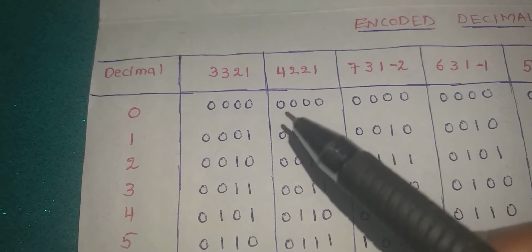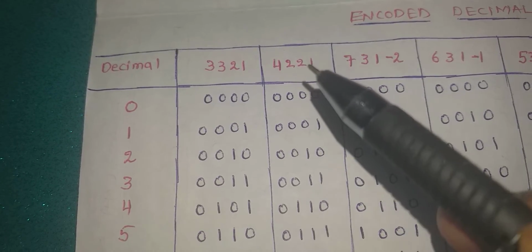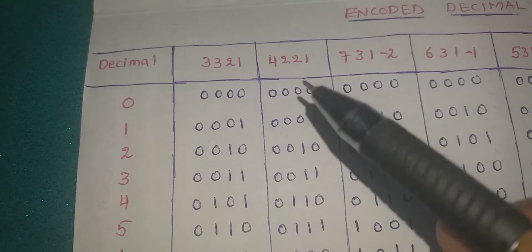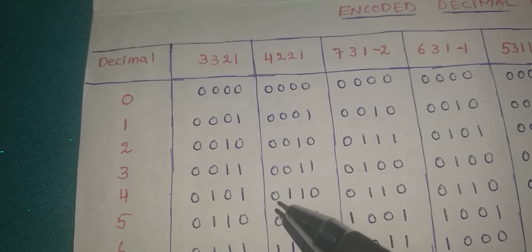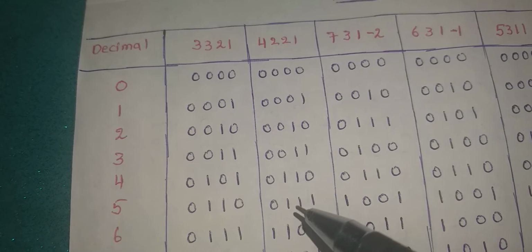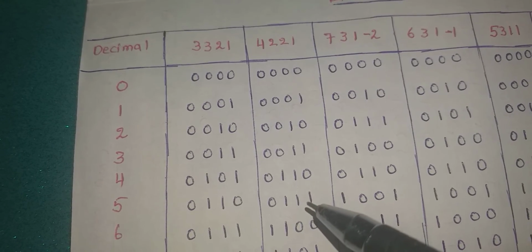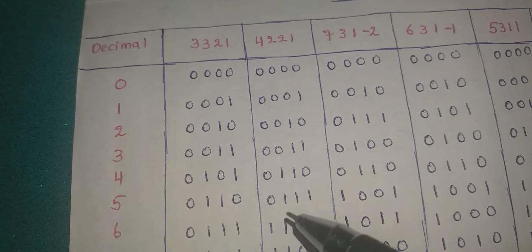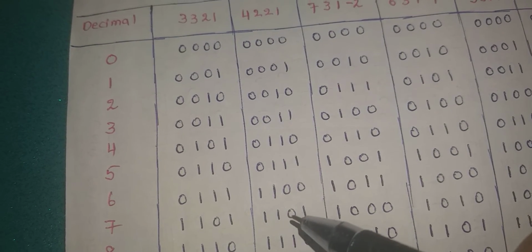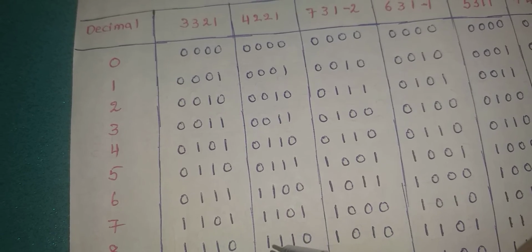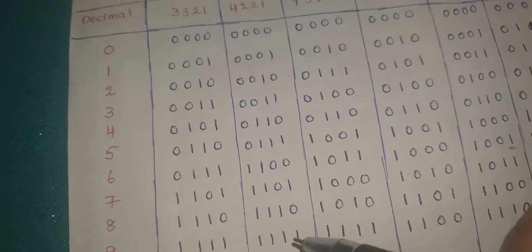4221. 0, then it is 1, then it is 2, 3 means 2 plus 1, 4 means 2 plus 2, if you want you can write, otherwise 1, all zeros you can write. 5 means 2 plus 2 plus 1 I have taken. 6 means 4 plus 2, if you want you can take this 2 or this 2, it's your wish. 7 means 4 plus 2 plus 1. 8 means 4 plus 2 plus 2, and finally 9 means all ones.